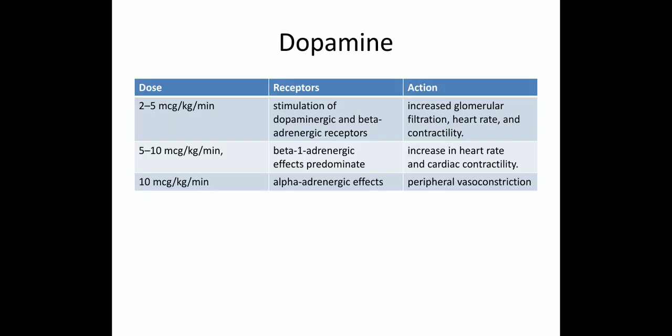Next is what are the dose specific actions of dopamine. In lower doses it acts mostly on the dopaminergic receptor, causing an increase in glomerular filtration. In between doses it acts on the beta 1 receptor, increasing the heart rate and cardiac contractility. And in higher doses it can act on the alpha receptors and cause vasoconstriction. So mostly in cardiogenic shock we give the lower or medium dose, not the higher dose.